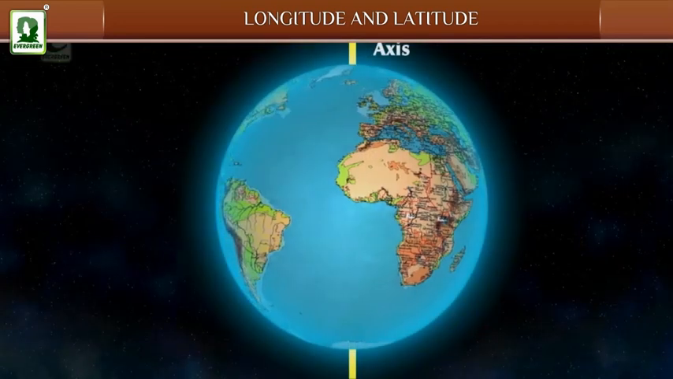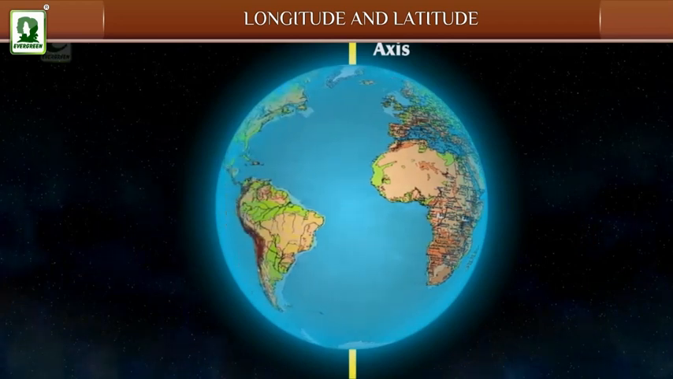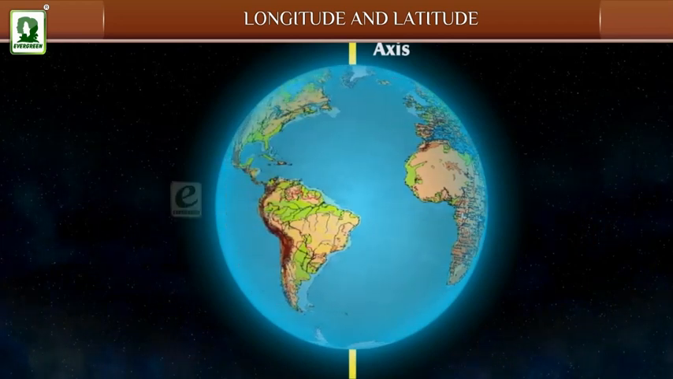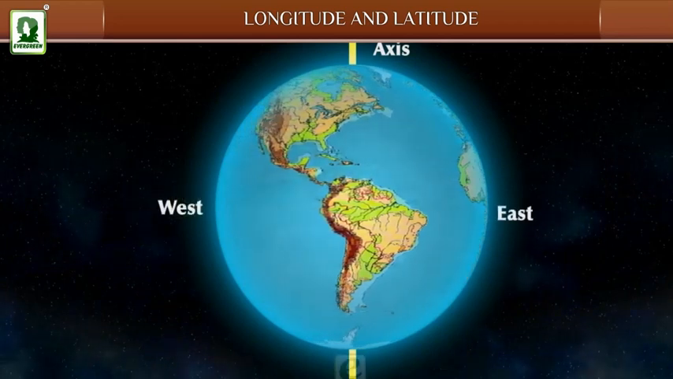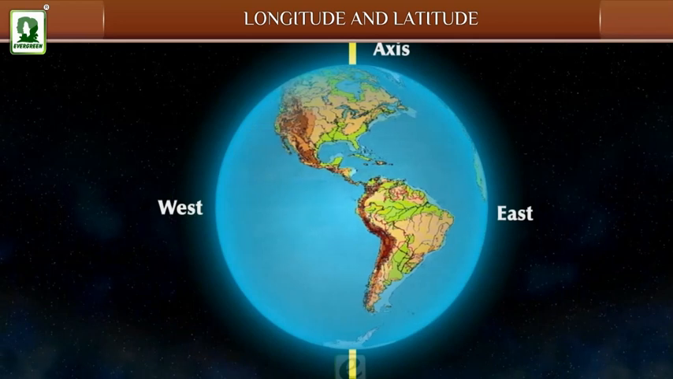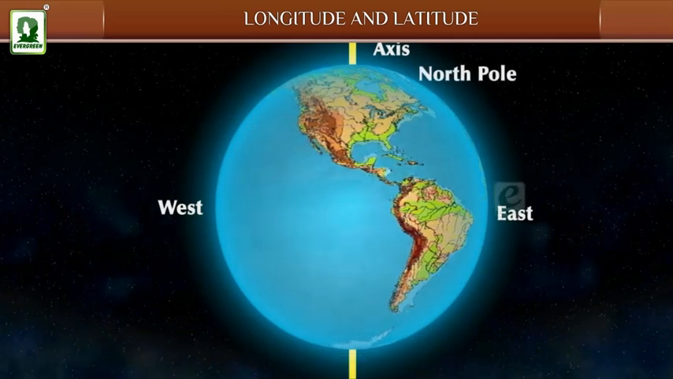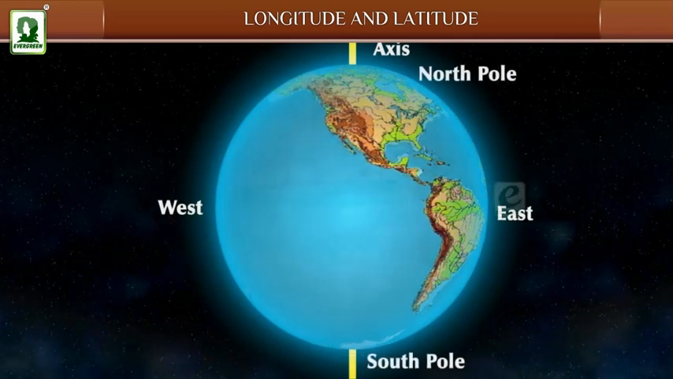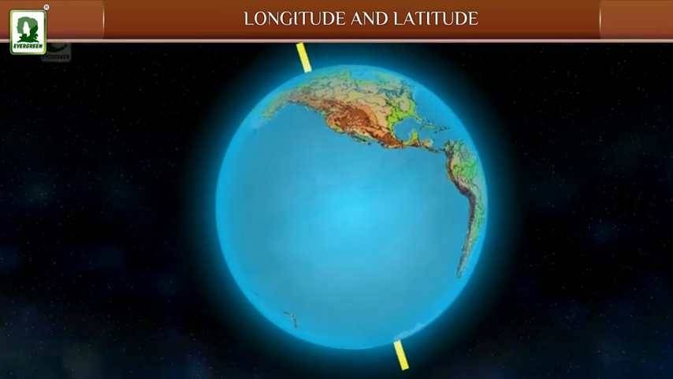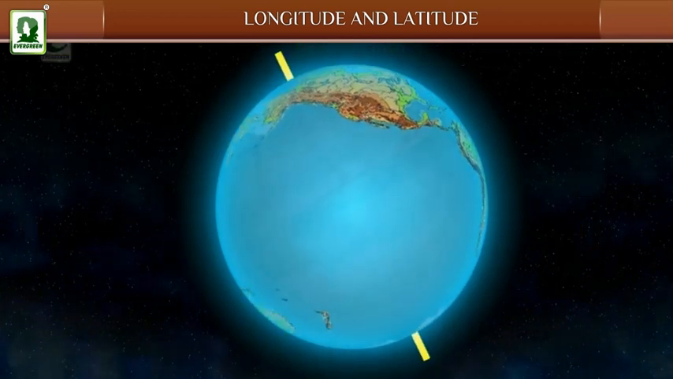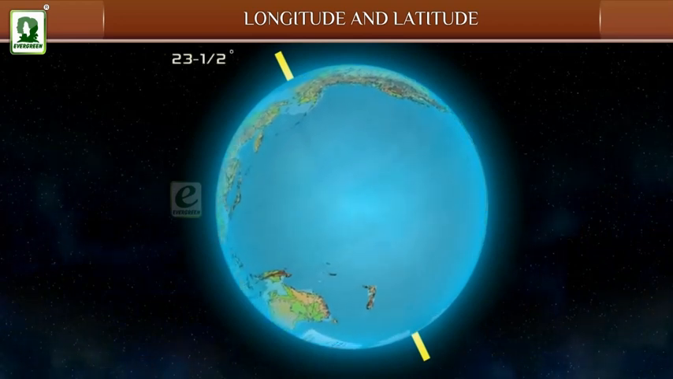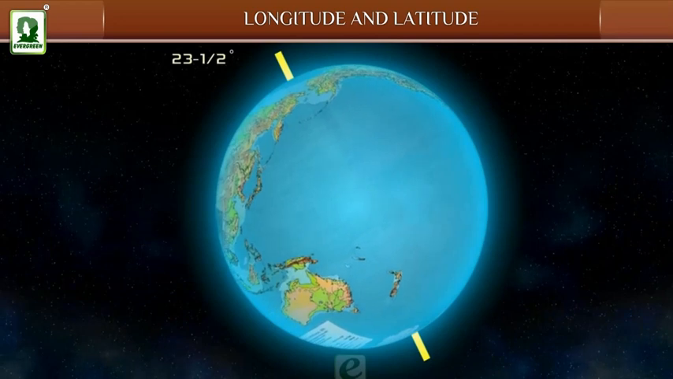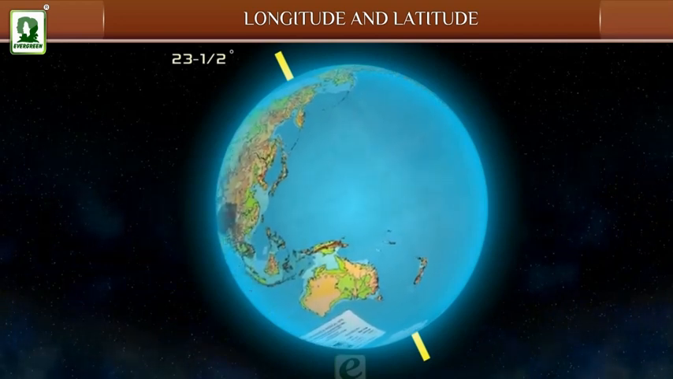The axis is an imaginary line on which the Earth spins or rotates. The Earth rotates on its axis from west to east. The two end points of the axis are North Pole and South Pole. Look at the axis of this globe. The axis of the globe is tilted at an angle of 23.5 degrees to the vertical because the Earth is also actually tilted at this angle.